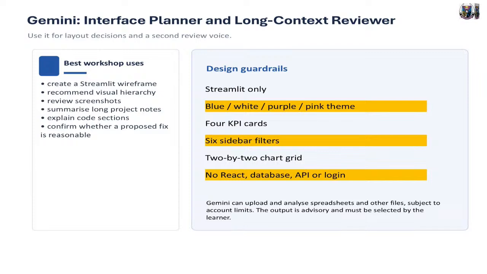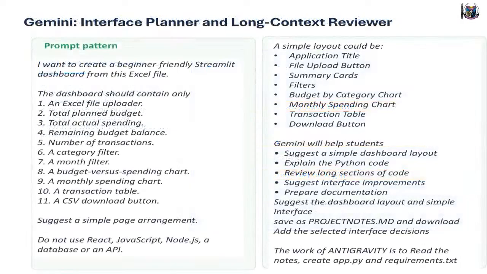For the Gemini prompt, it's actually different from the ChatGPT prompt. If you look at the Gemini prompt, I said I want to create a beginner-friendly Streamlit dashboard from this Excel. You have to attach the Excel. Because if you are not specific like this, Gemini will go and create an application that makes use of a database, which will be heavier, or your token might not be able to handle it. That's why we restricted it to this.